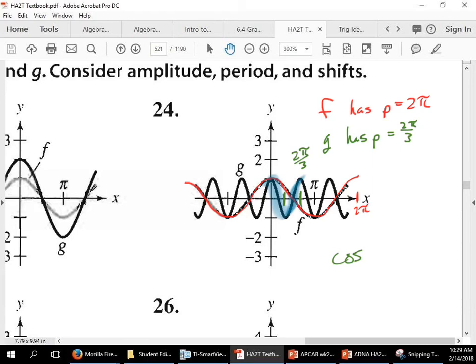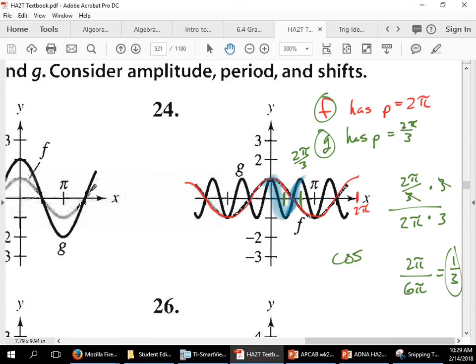Now, the answers in the back of the book say that the period of g is 1/3 of f. That's because if you go 2 pi over 3, and you put that over 2 pi, so these are both the periods, I'm comparing them. I could multiply the top and the bottom by 3 so I don't have a fraction in there anymore. If I multiply a fraction by its denominator, it'll eliminate the denominator. And if I multiply the bottom by 3, that would be 6 pi. So I get 6 pi on the bottom, and I have 2 pi up top. And what does that simplify to? 1/3. So in comparing the two periods, yes, g is 1/3 of f.